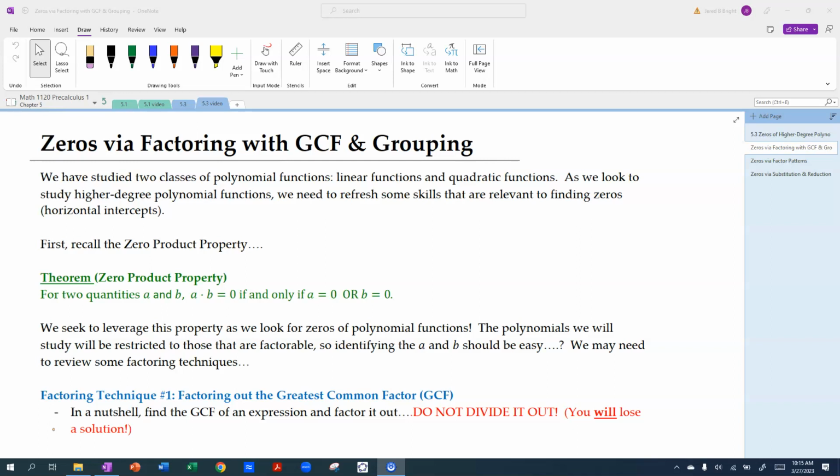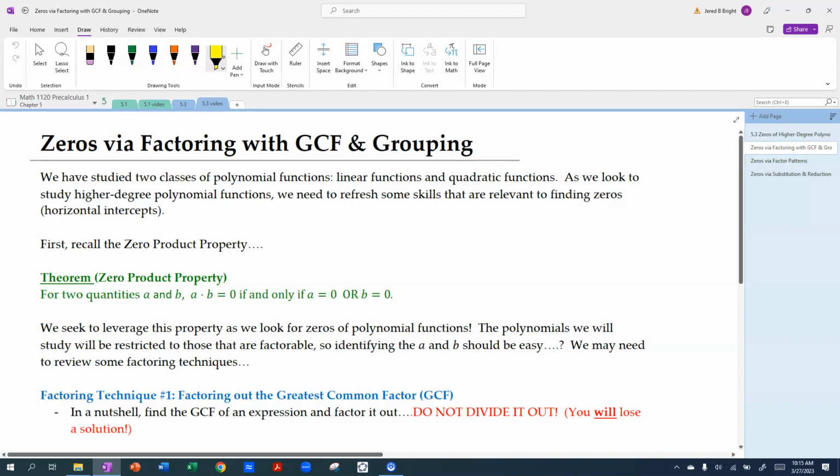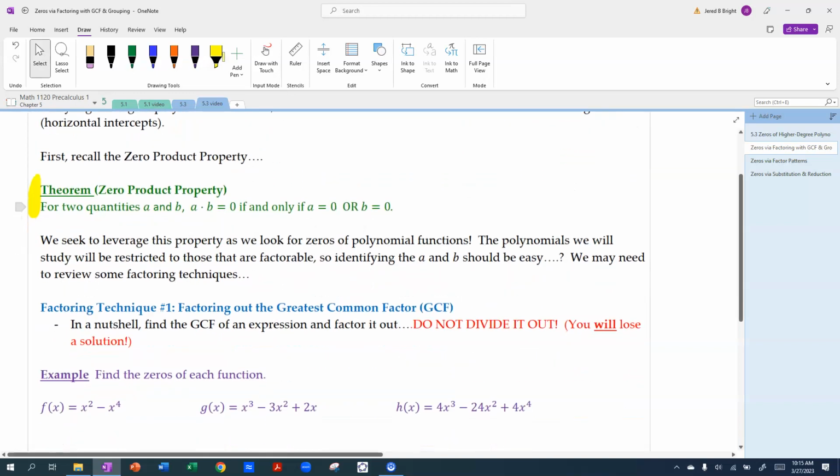And before we get there, though, we need to refresh some skills that we maybe haven't used in a while to find zeros. As we saw in quadratic functions, zeros were super important. So we want to make sure that we are able to locate those zeros. And really what we're going to be using as we move into polynomial functions is this zero product property to help us find the zeros of a polynomial. And all the zero product property says is that if we have two things that multiply to zero, then one of them is zero, and that's actually how we find all possible zeros of the function.